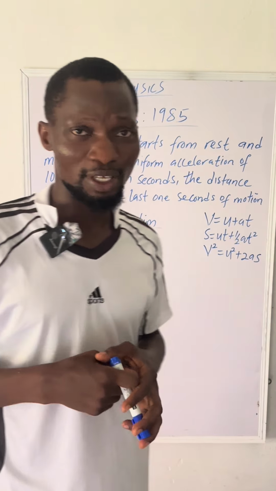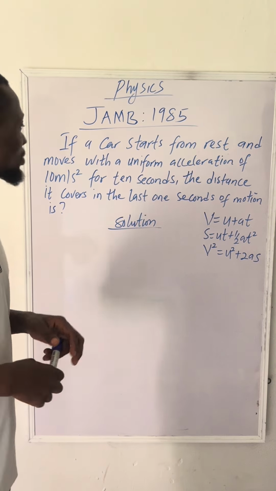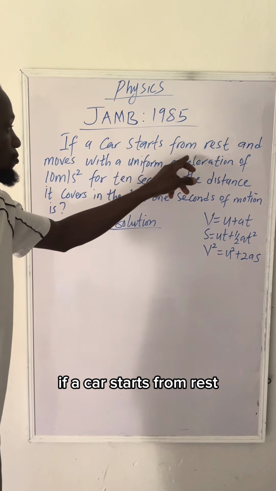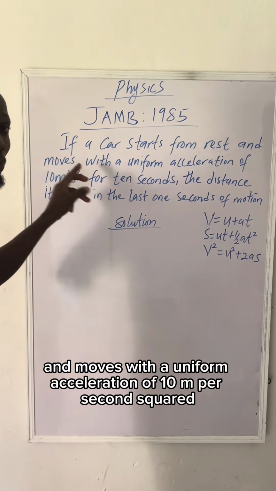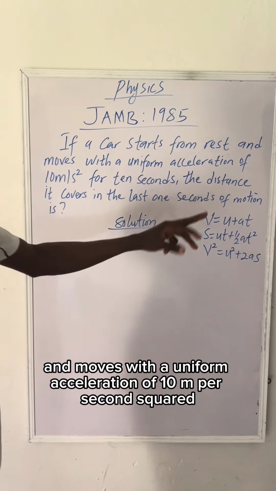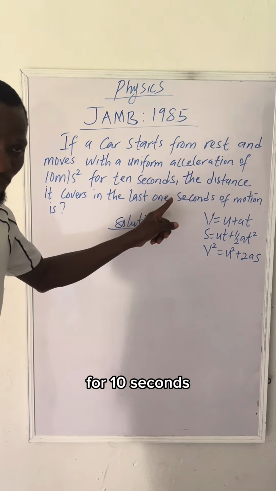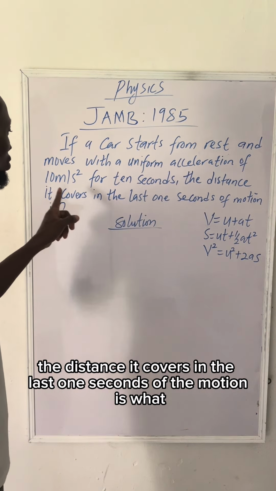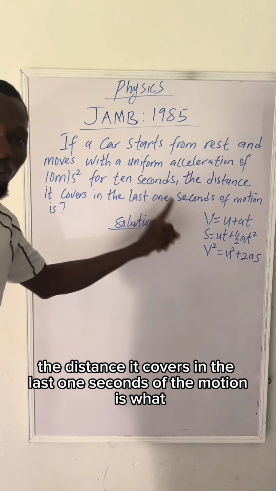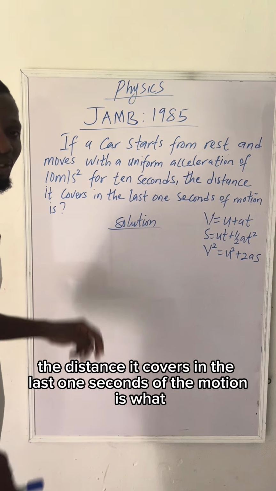Good day, everyone. Now let us quickly solve this problem. If a car starts from rest and moves with a uniform acceleration of 10 meters per second squared for 10 seconds, the distance it covers in the last 1 second of the motion is what?